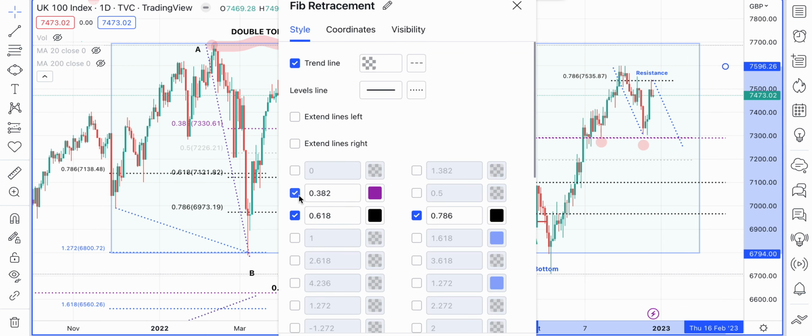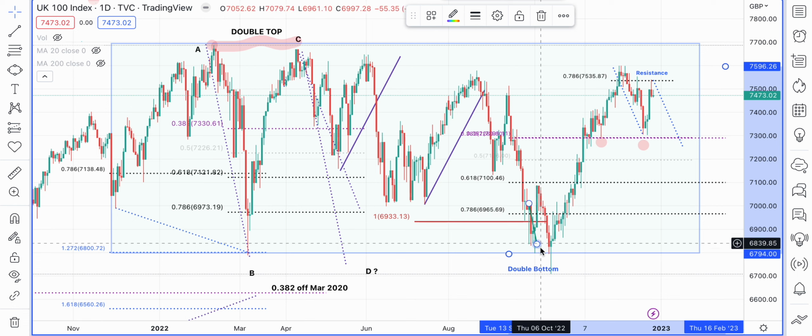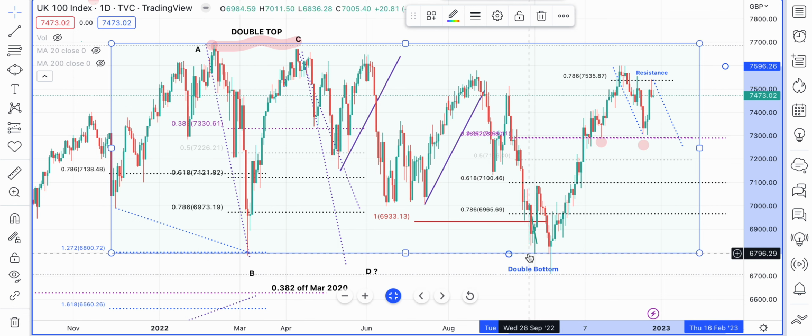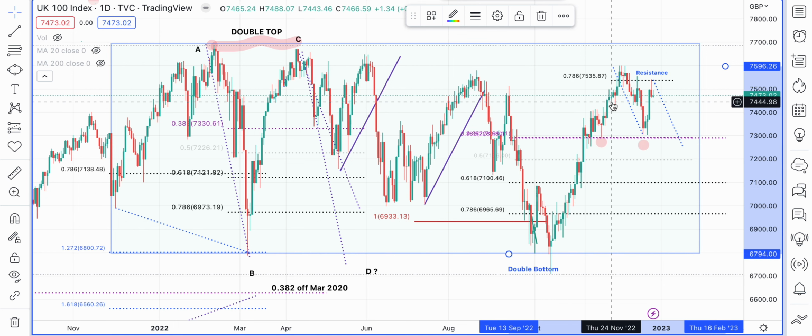I don't have my 382 here. Yep, so there you can see that it actually went back to around 38.2% retracement of this move. I've taken the bottom from here, not from here, because actually the price in fact closed back into and higher than these levels, and there's like a double bottom here. So this is how I'm treating it, like a double bottom, this level.